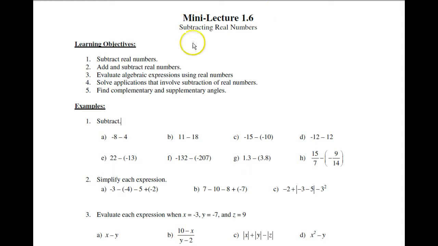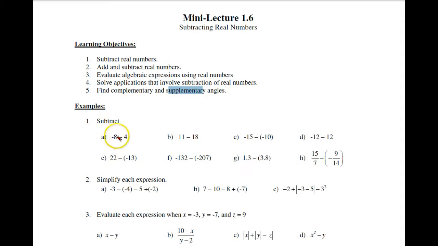So we'll do that for objective 1, 2, 3, 4, and then we're going to look at these words here too, complementary and supplementary angles. This is part of your vocabulary for our class. Well, we're going to start off real easy, and it says to subtract.